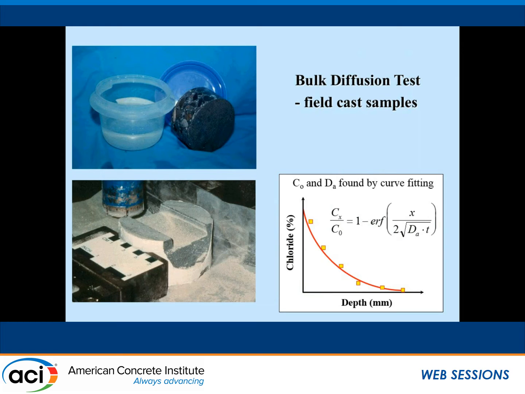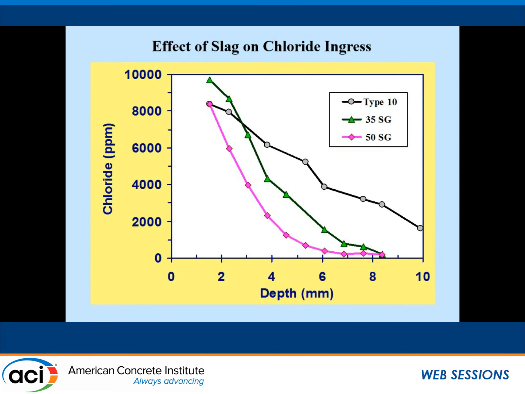At the time, there wasn't a standard test method. Well, there was actually the Nord test version of that. That's what we used. So I'll show you a couple of chloride profiles there. This is a 2-year profile of chlorides. You can see the benefits of adding slag there. These are straight slag mixes with 35 and 50%.